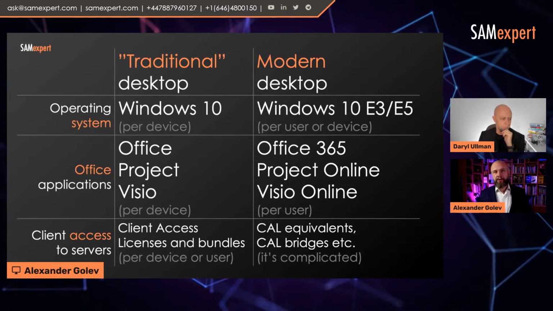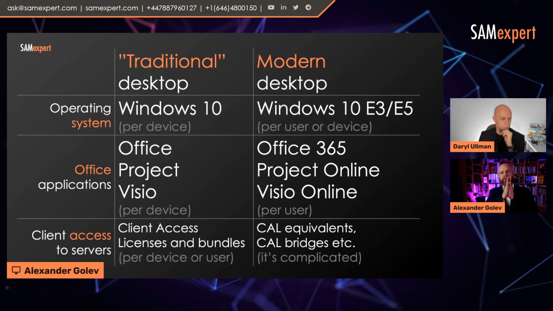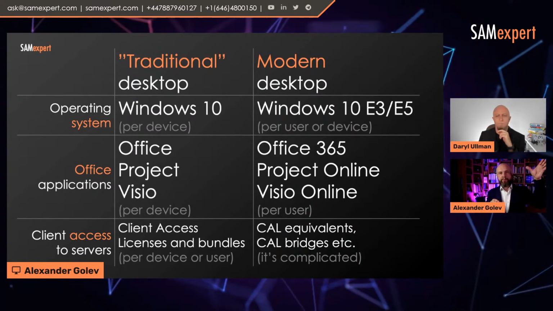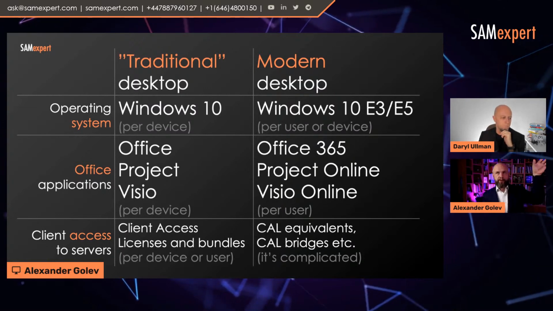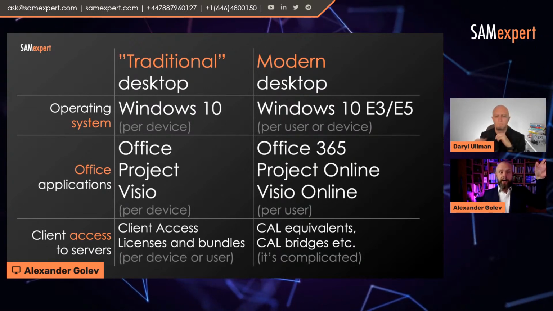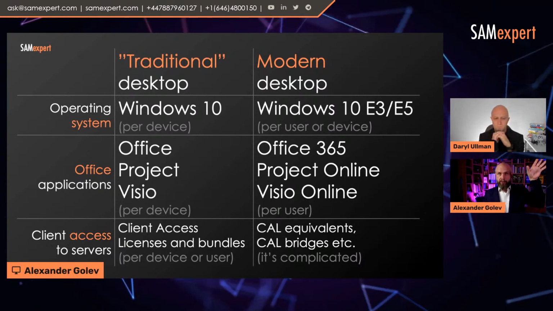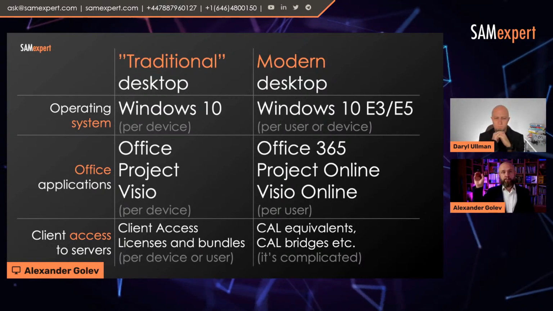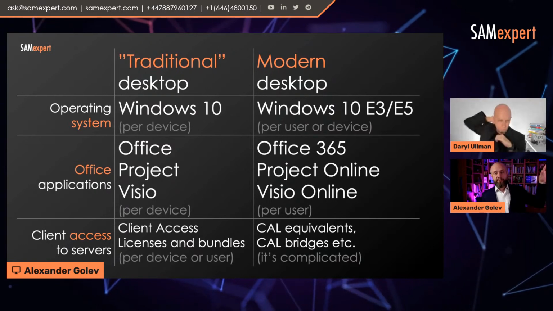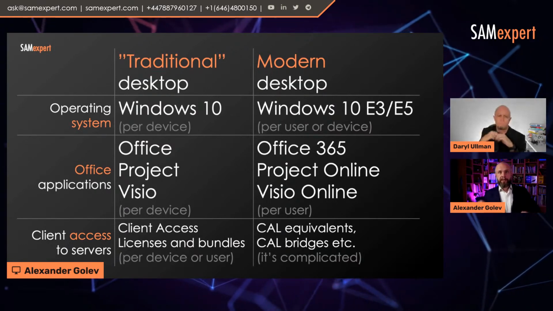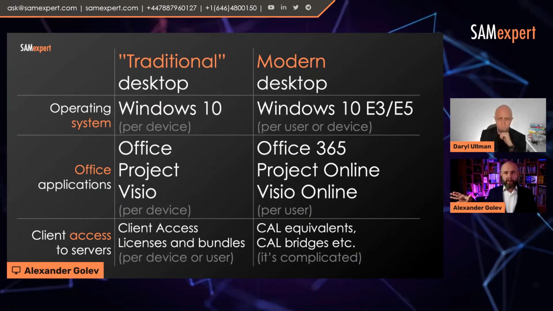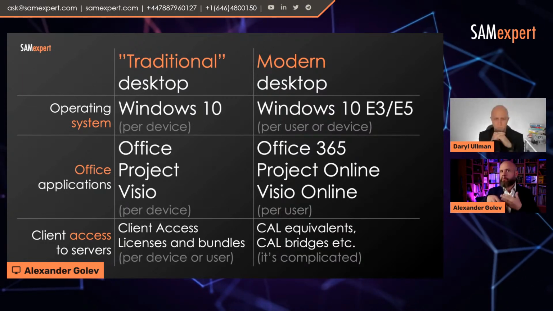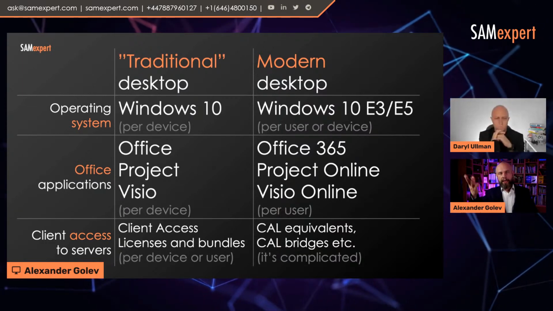And you can see that, anyhow, they're very similar. They almost reflect each other. So you have Windows 10 per device in the traditional licensing on this side, and then you have Windows 10 per user in online. I think with an option also per device as well. So that's another option. Office, Project and Visio on this side, Office 365, Project Online, Visio Online this side, and CALs, client access licenses, in the traditional desktop, and CAL equivalents, CAL bridges, so client access license equivalency, in the modern desktop.